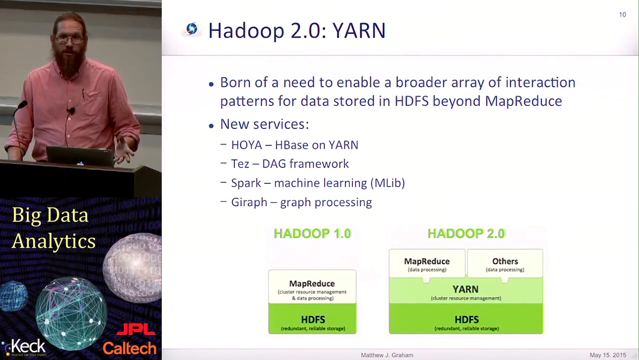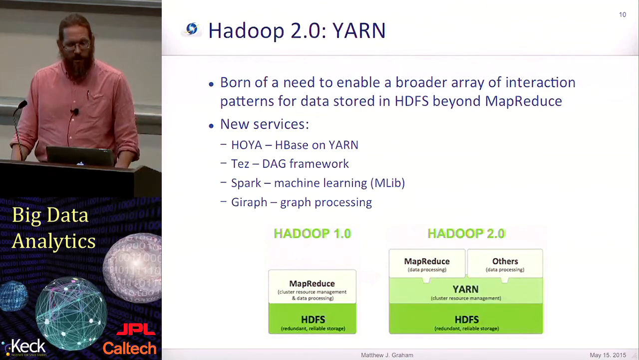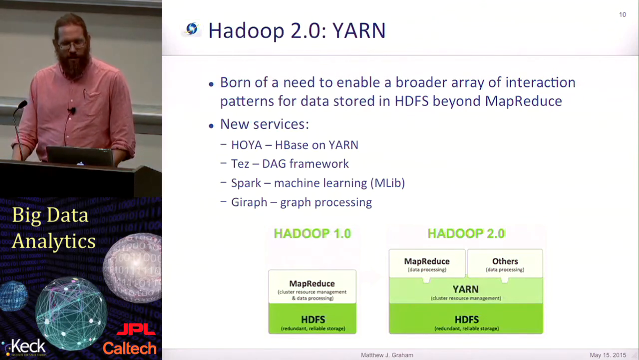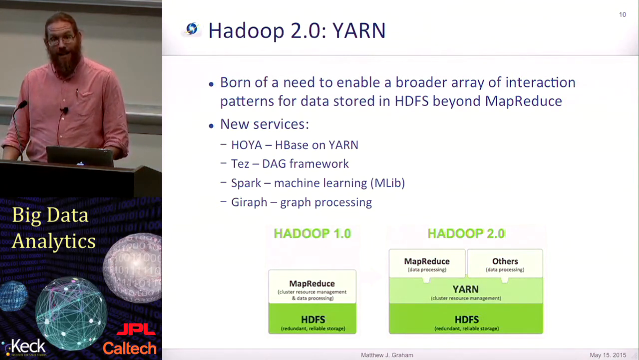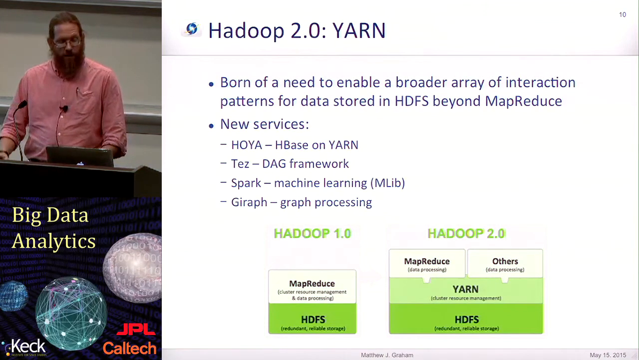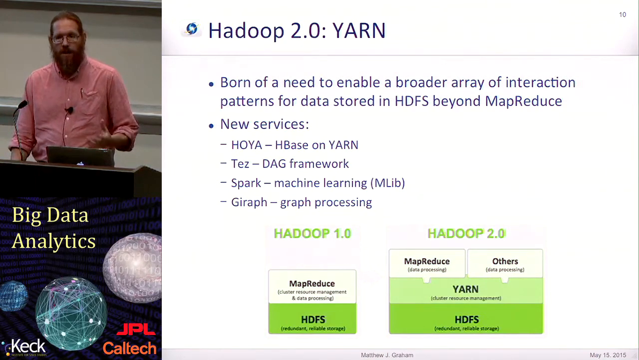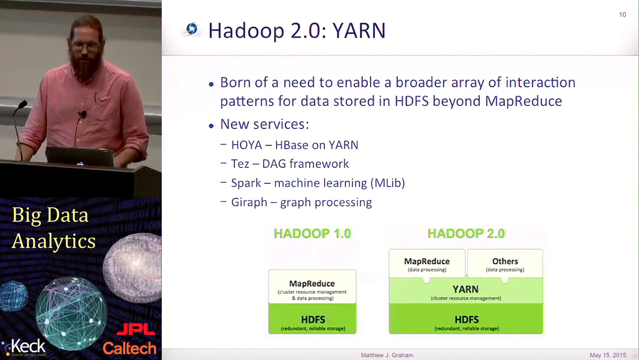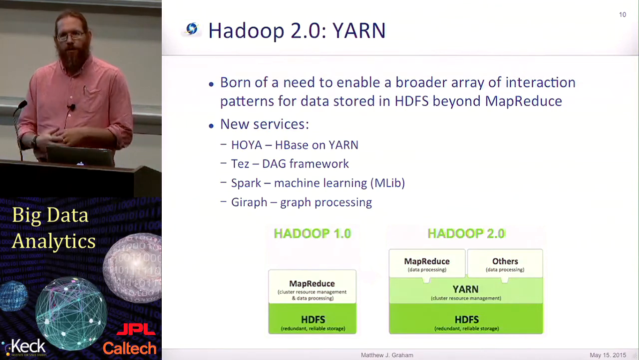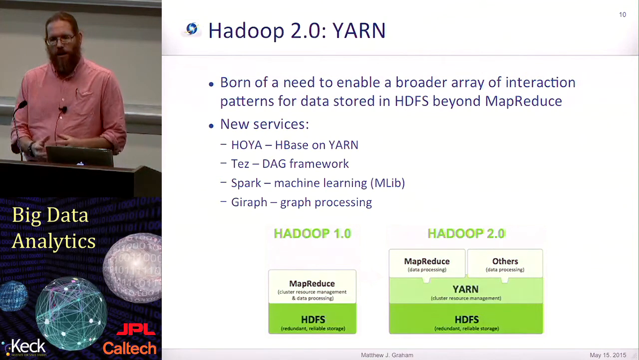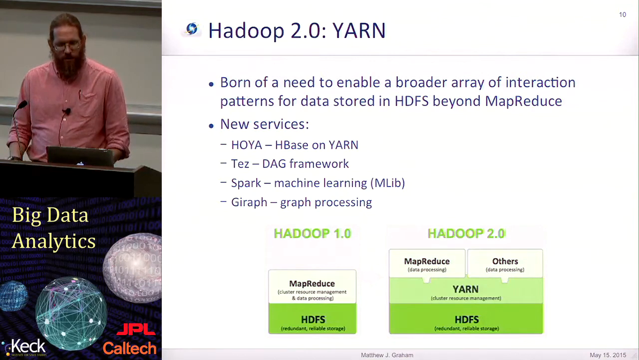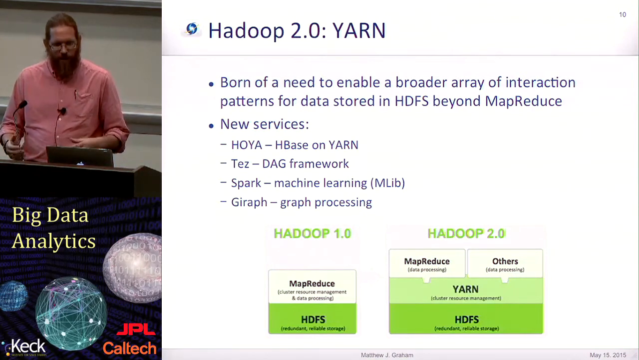There's Hoya, which is HBase, so that's the database again, which can sit on top of Yarn. There's a framework for working with directed acyclic graphs. There's Spark, which is an infrastructure which has a machine learning library in it. Or if you want to do graph processing, then there's a thing called Giraph. These are all Apache projects, so you can go to the Apache pages and read the descriptions about them and how to work with them. But these give you possibly different infrastructures for working with very large data through the Hadoop system and employing all the benefits of that.